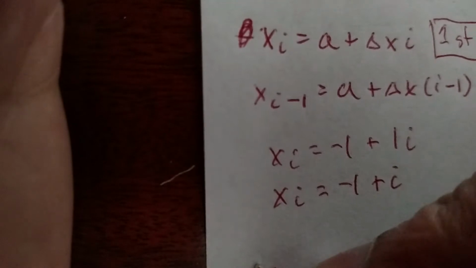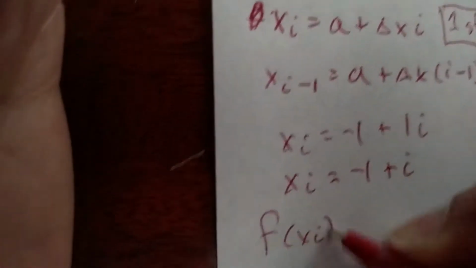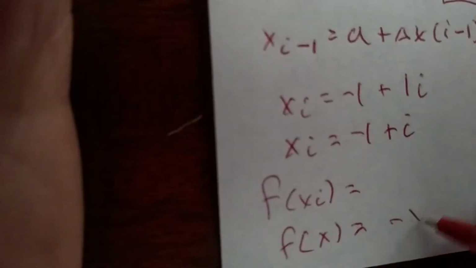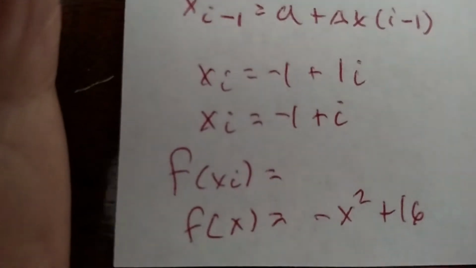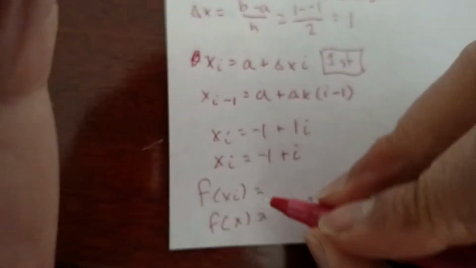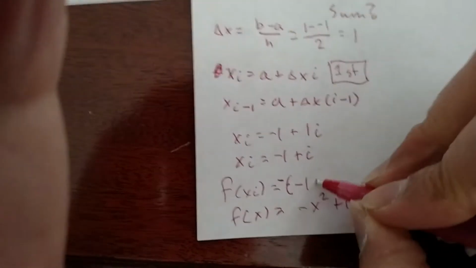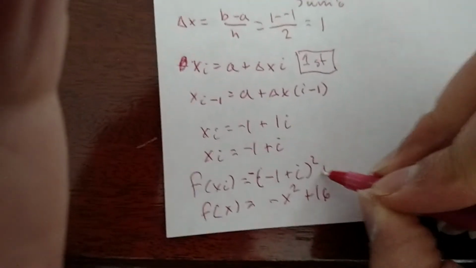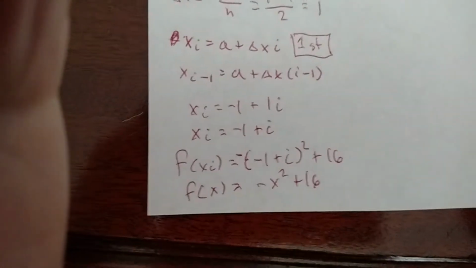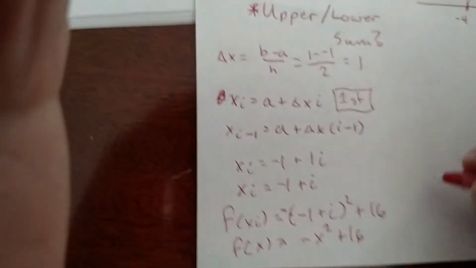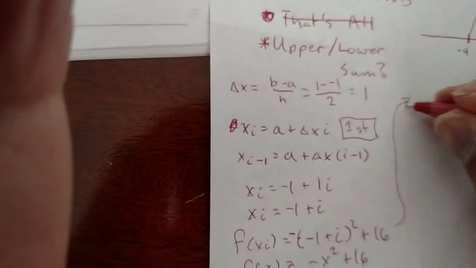Now I need to find f of x of i. But in order to do that, I need to know what f of x looked like. f of x was negative x squared plus 16. So f of x of i is going to be negative parentheses negative 1 plus i squared plus 16. That's not that bad at all. Foil it out and distribute the negative.